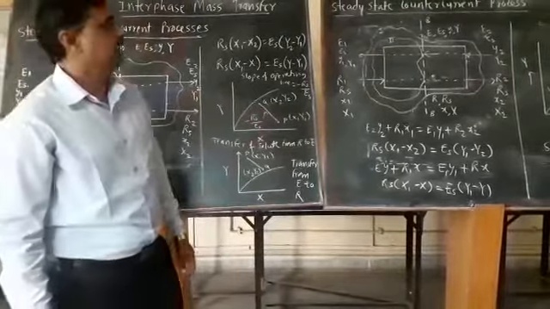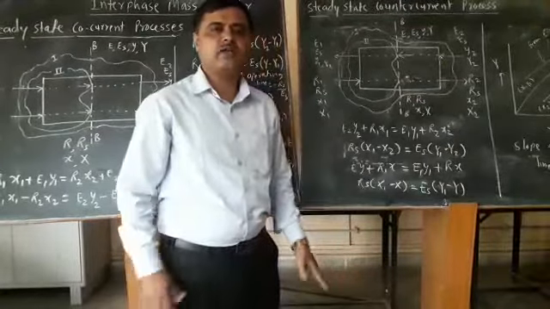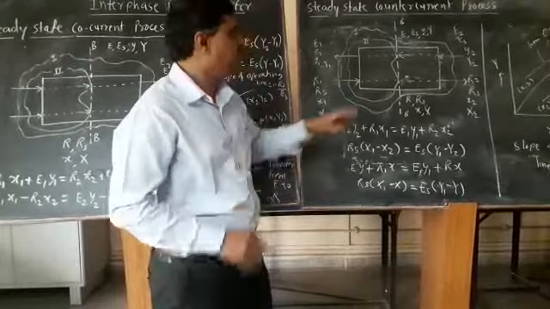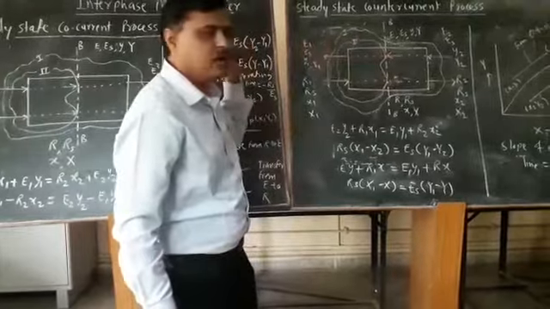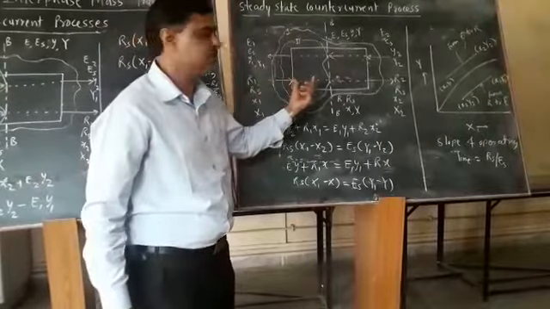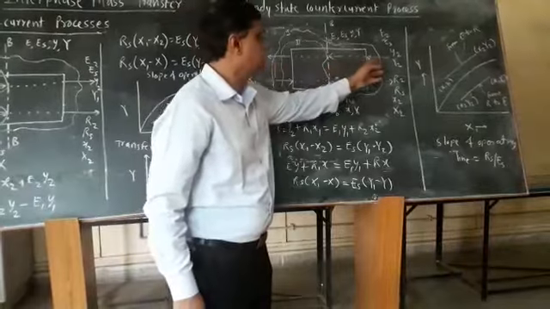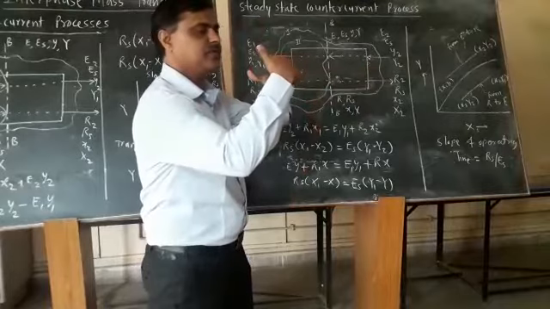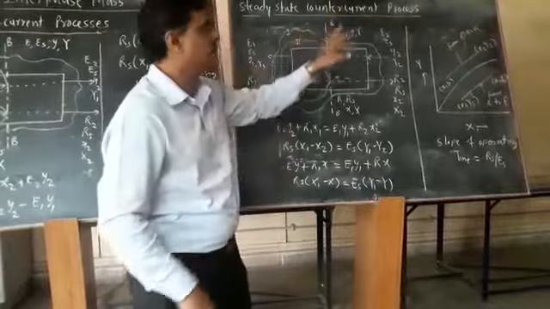Now we come to the steady state counter current process. As we all know, a counter current process is nothing but two streams passing in opposite directions. The rectangular box structure is the same as the earlier one for the co-current, but the only change is the stream directions. The R phase enters from the left and the E phase enters from the right. That is why it is called a counter current process.